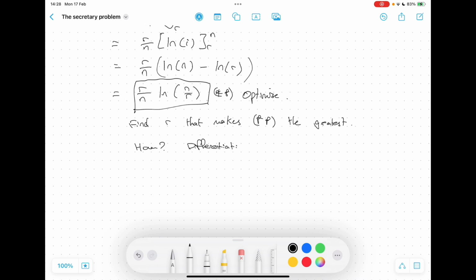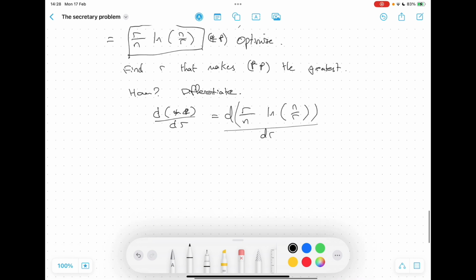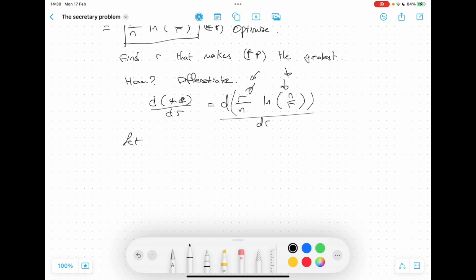So this is back to differentiation, back to kind of GCSE further maths. How do you differentiate? So you have d of this double star by dr is equal to r over n, ln of n over r. Actually, sorry, d of r over n times dr over dr. Right, and this looks a bit complicated, so we can let x equal r over n, in which case this formula is equal to d of x ln of 1 over x by dx.